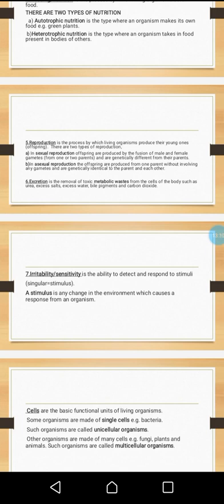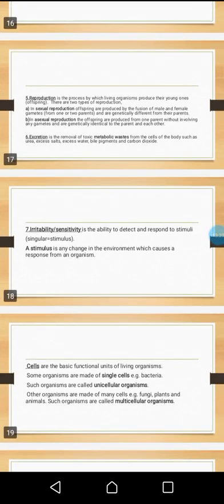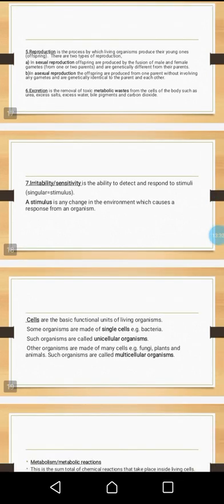Reproduction. This is a process by which living organisms produce their young ones, offsprings. There are two types of reproduction. Sexual reproduction: offsprings are produced by fusion of male and female gametes, sex cells, from one or two parents. So from a man you have a sperm cell, from a female you have the ova or ovum.